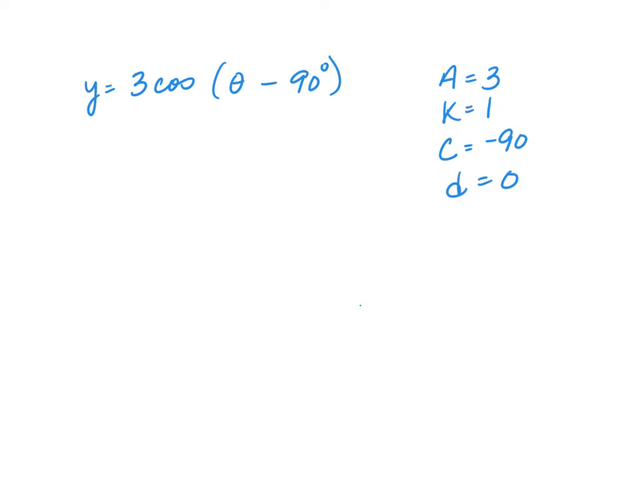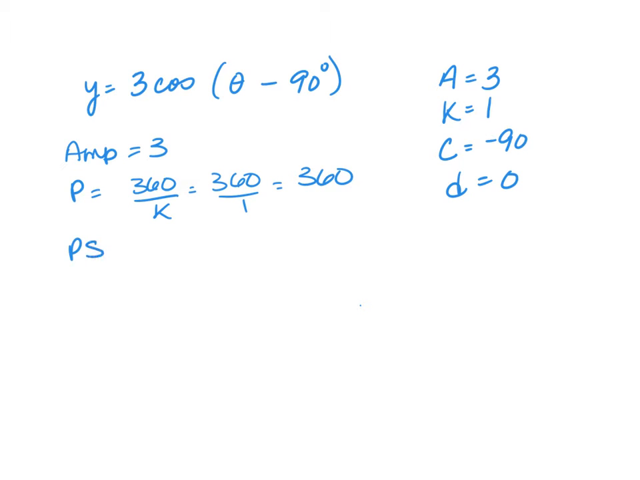So the top section is what we did yesterday. The amplitude equals 3. The period equals 360 over K, which is 360 over 1, which is 360. The phase shift equals negative C over K, which is 90 over 1, which is 90. And the vertical shift is D, which is 0, or none.